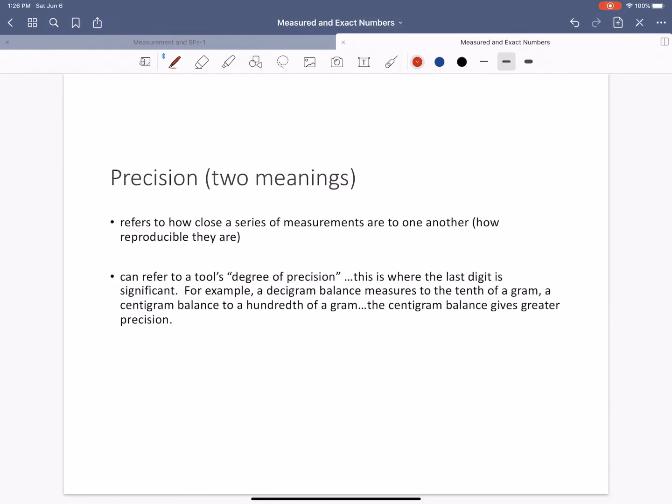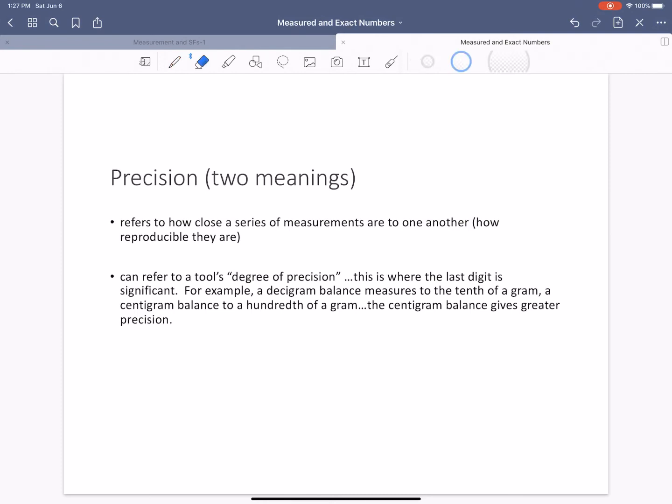So precision is a funny word. There's going to be times in chemistry where we use words maybe a little differently than we use them out on the street. And precision can refer to how close a series of measurements are to one another, how reproducible they are. But it also refers to a tool's degree of precision, and that is the last digit that's significant, where the estimated digit is.